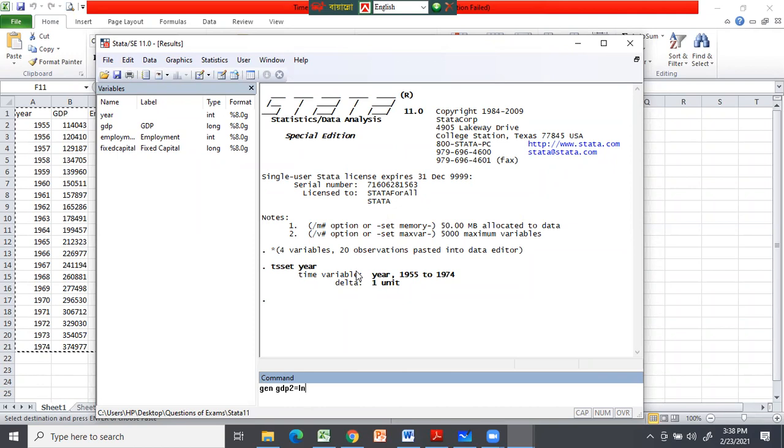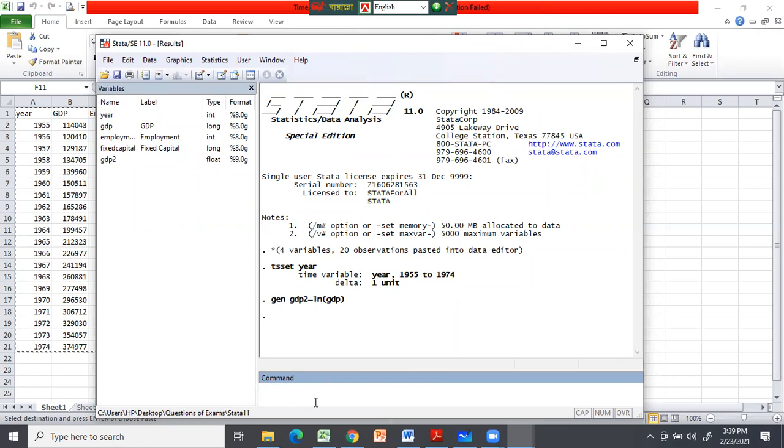So when we write ln, it stands for natural log whose base is e, and this would be applied to GDP: ln with GDP in parentheses. Close the first parenthesis and then press enter. You can see in the list of variables that GDP2, another variable of the GDP, has been created in log form.